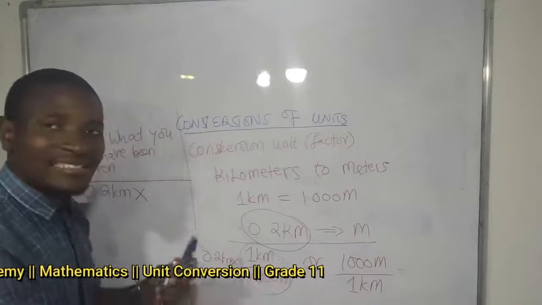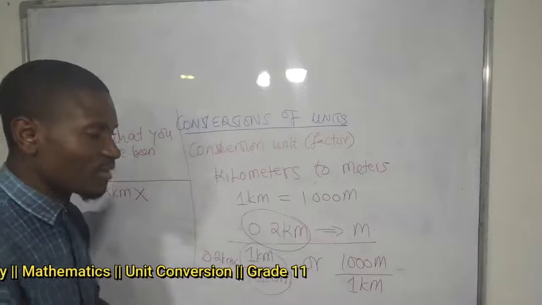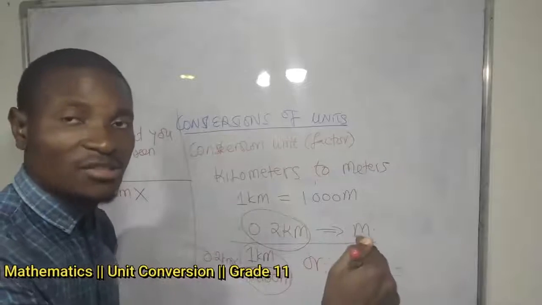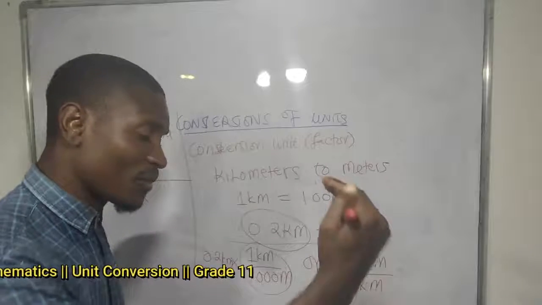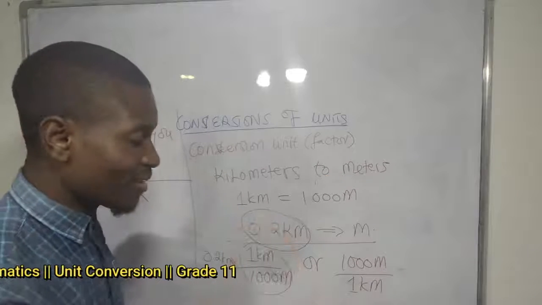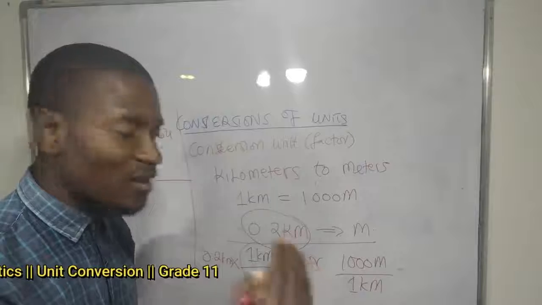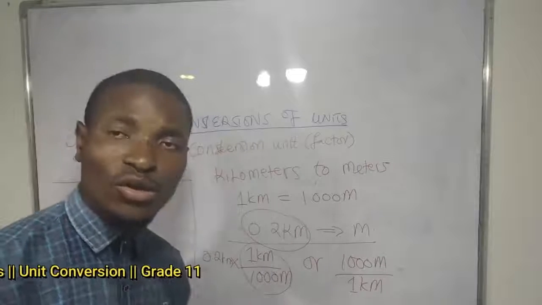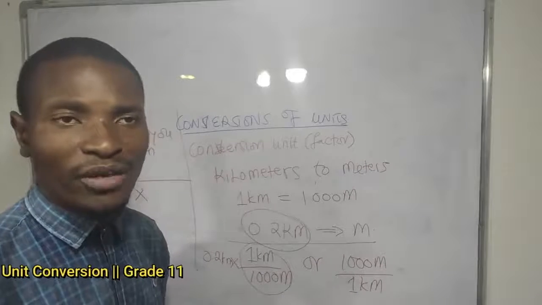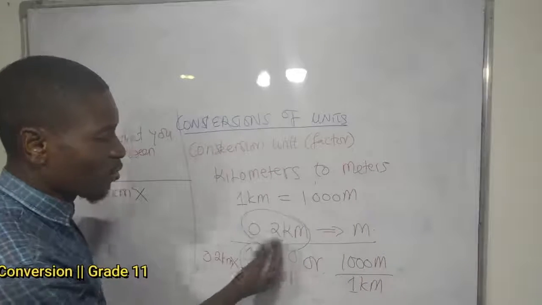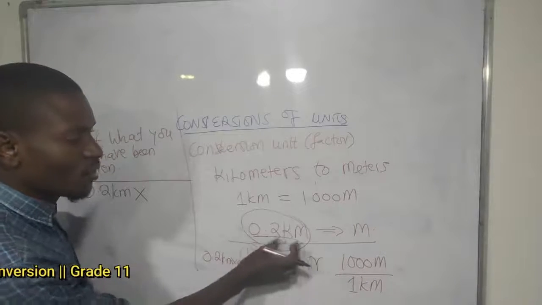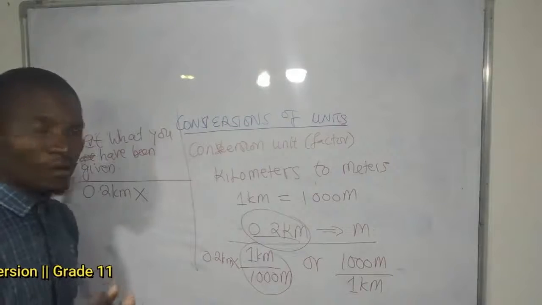So now I need the other way around, so that I can cancel the kilometer as a numerator with the kilometer as a denominator. That's the only way I'm able to convert from kilometers to meters, given this question to convert 0.2 kilometers to meters.